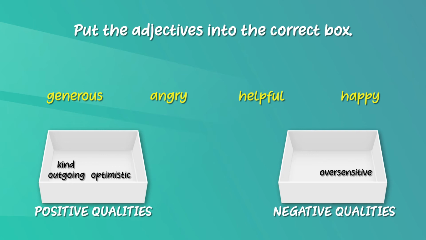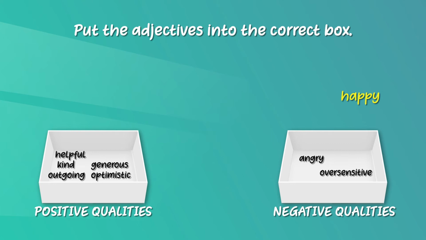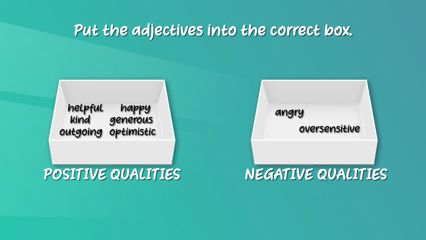What about generous? Yes, that also goes to positive qualities. Angry? Yes, you know, it should go to negative qualities. What about helpful? Again positive. And happy? Yes, that is also positive. So you have 6 adjectives here as positive qualities and 2 as negative qualities.